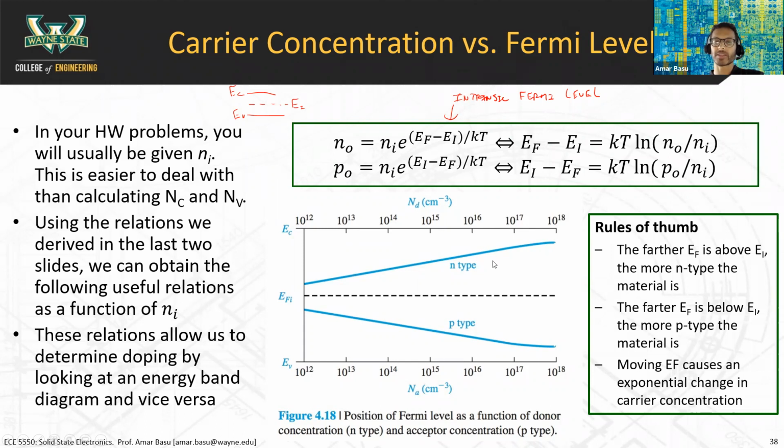So that means there's an exponential increase in the number of carriers as we're moving the position of the Fermi level. The closer the Fermi level is to E sub C, the more n-type it is. The lower the Fermi level is below E sub I, or the closer it is to E sub V, the more p-type it is. The reason this is important is that just by looking at the Fermi level in an energy band diagram, you should be able to tell me if it's n-type or p-type. You should be able to calculate the carrier concentrations.